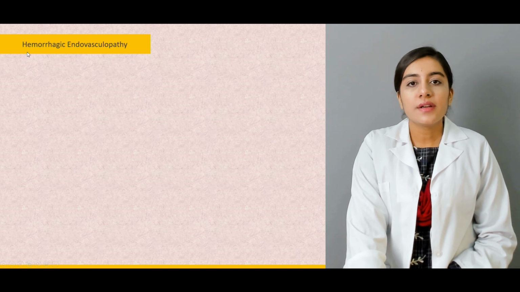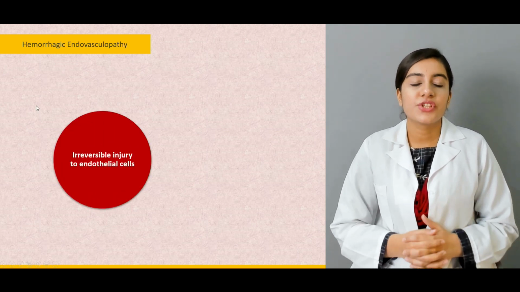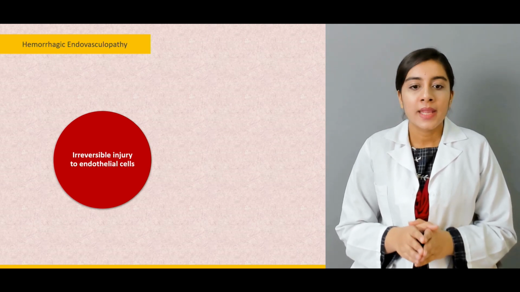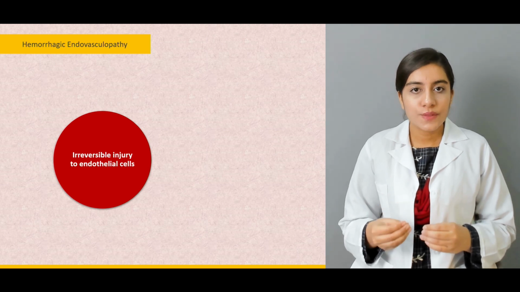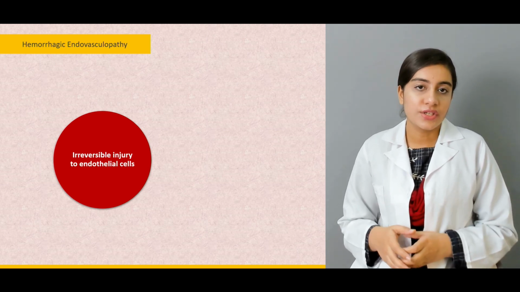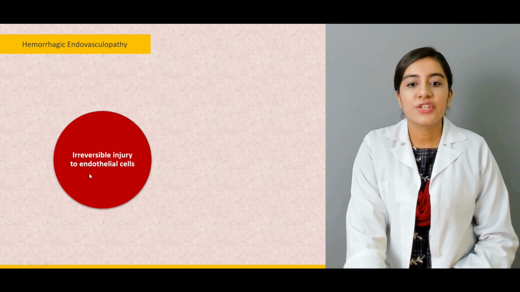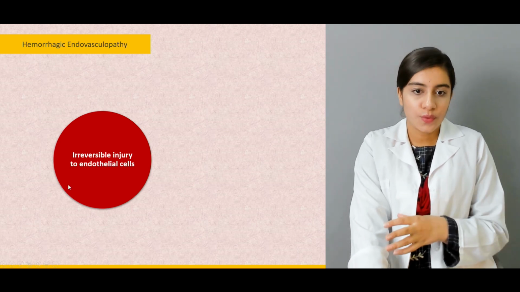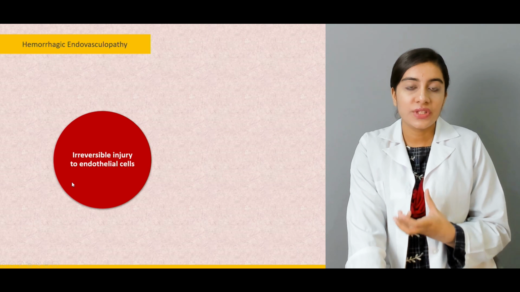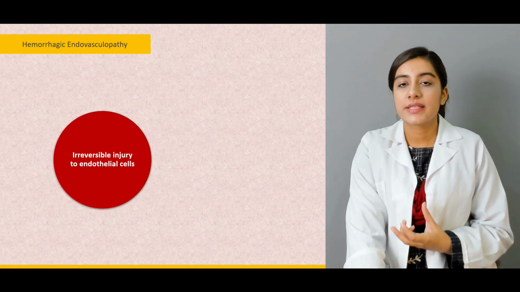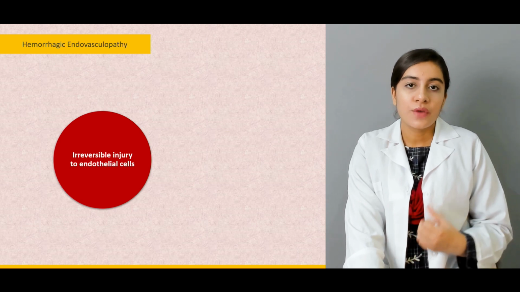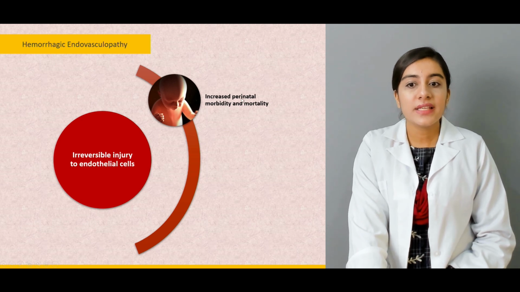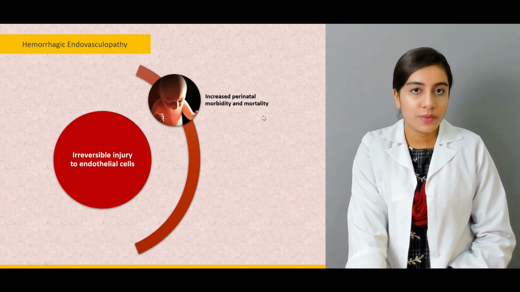Okay, now the second condition that we will be discussing is hemorrhagic endovasculopathy. It is also known as hemorrhagic endovasculitis. There are certain associated conditions with it, like irreversible injury to the endothelial cells. The endothelial cells inside the placenta, here we are talking about, will be damaged irreversibly. So increased perinatal morbidity and mortality will result.